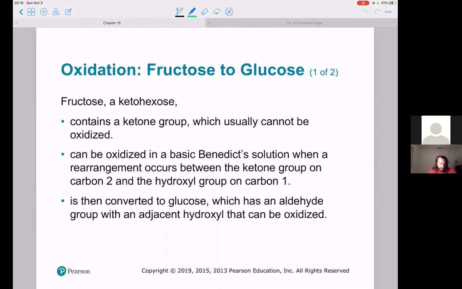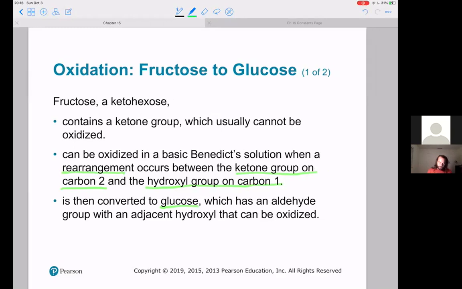Fructose is a ketohexose, right? So it contains that ketone group. Ketones can't be oxidized. However, what happens when you put this in a solution with Benedict's reagent is it actually undergoes a rearrangement between the ketone group on carbon 2 and the hydroxyl group on carbon 1, and is thus converted into glucose. So even though fructose is a ketohexose, it can still be oxidized because first it rearranges itself and becomes glucose and then can be oxidized.